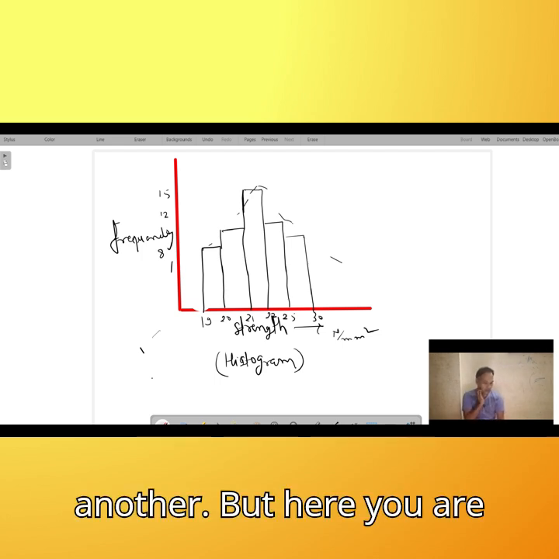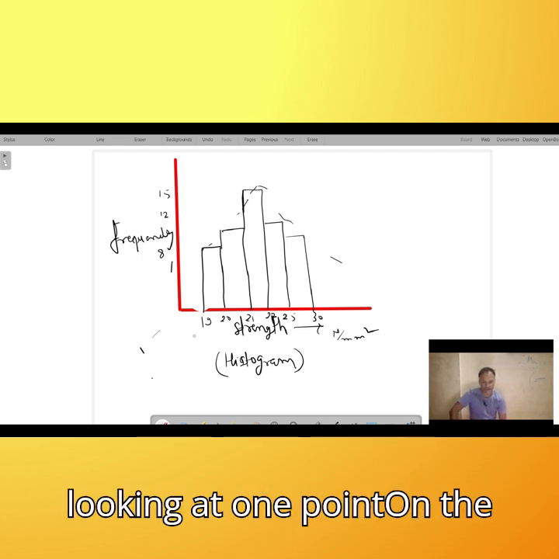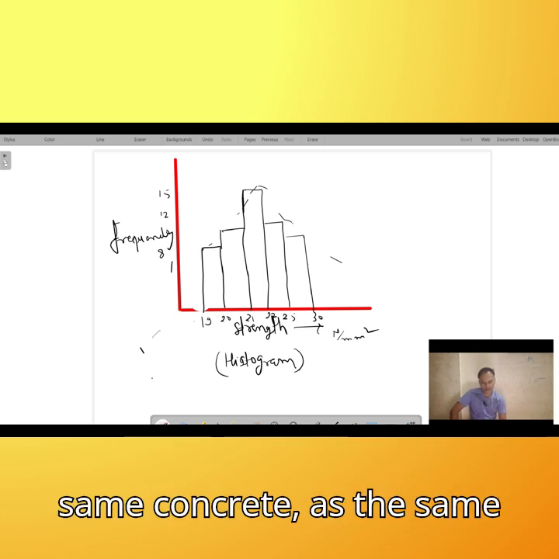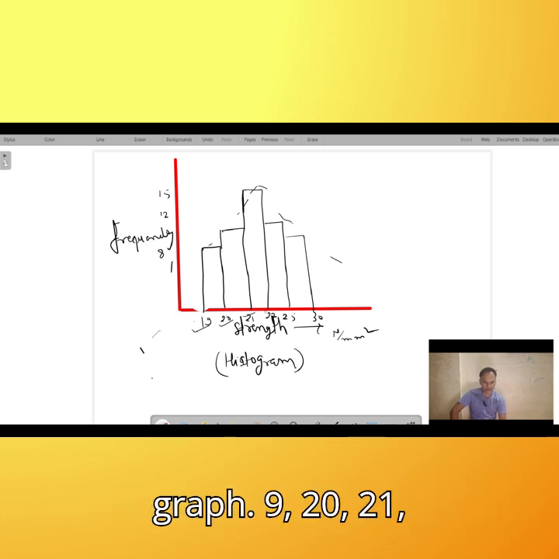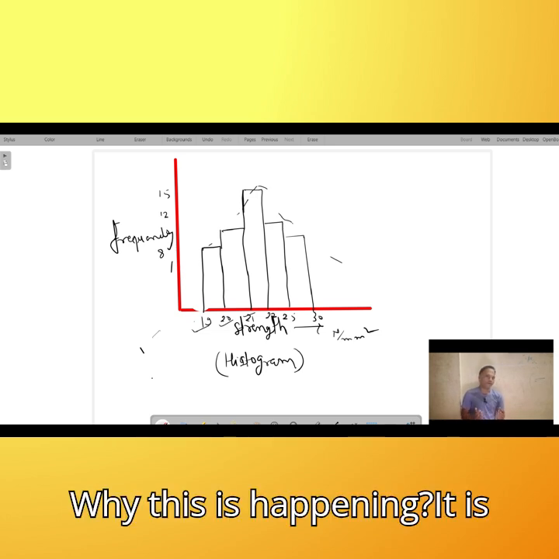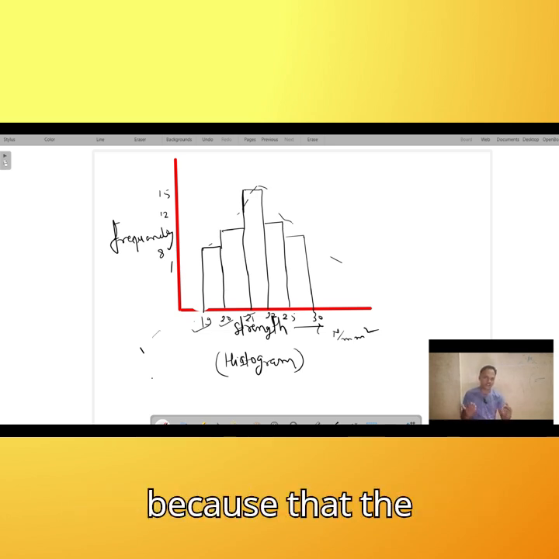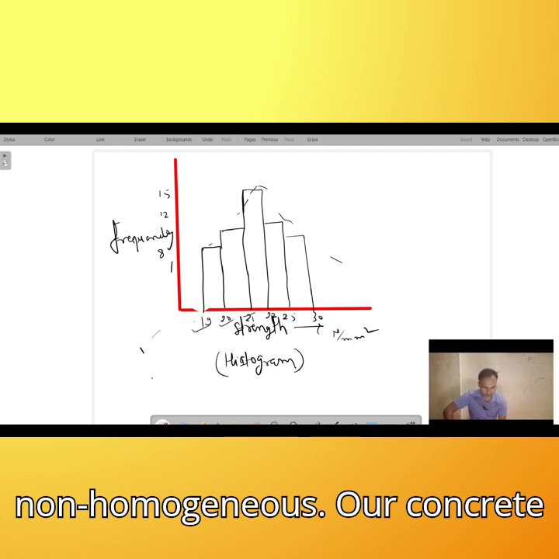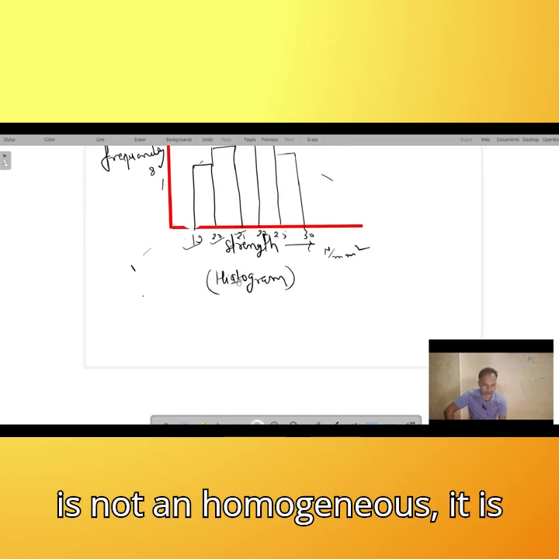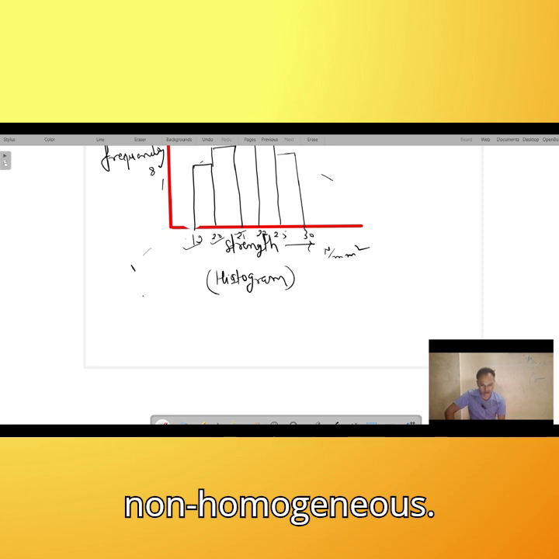Another. But here you are looking at one point on the same concrete. In the same concrete, you will see the variation of strength here: 19, 20, 21, 22, right, like this. Why is this happening? It is because the concrete is non-homogeneous. Our concrete is not homogeneous, it is non-homogeneous.